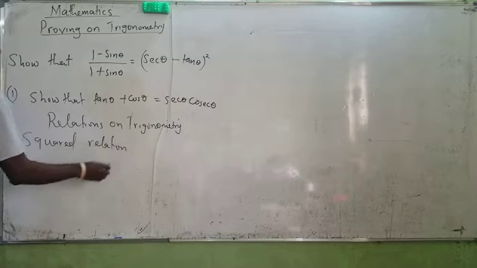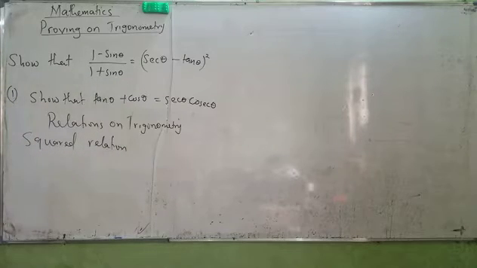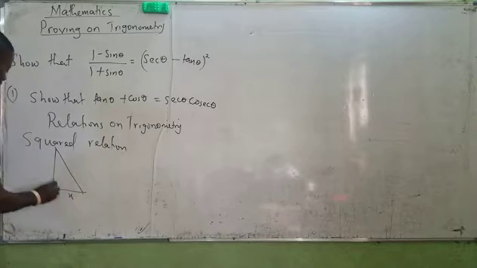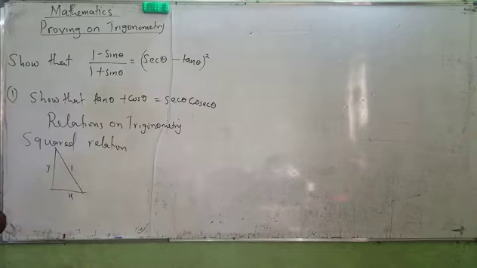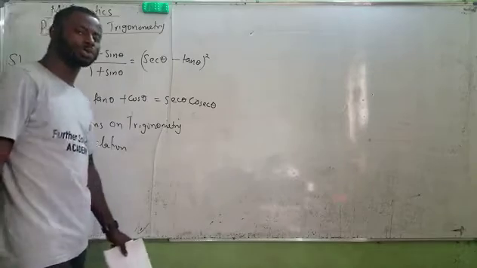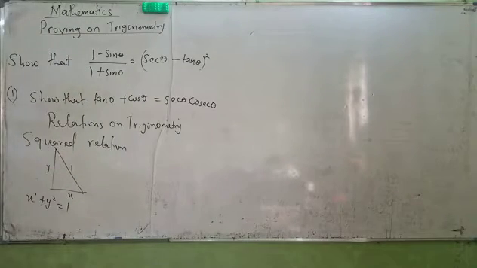Now, square relation just lets us know that when we have something like this, x-axis, y-axis, this is the unit circle, and don't forget my x squared plus y squared equals 1. That one we all know. Try to watch our video 2 on trigonometry, you will understand what I'm trying to explain here.